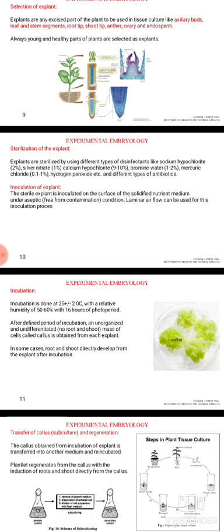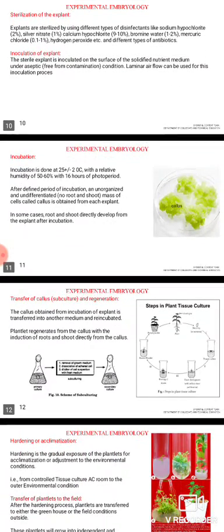And the next step is incubation. And this is done at 25 degrees with a relative humidity of 50 to 60% with 16 hours of photoperiod. After a defined period of incubation, an unorganized and undifferentiated mass of cells called callus is obtained from each explant. In some cases, root and shoot directly develop from the explant after incubation.